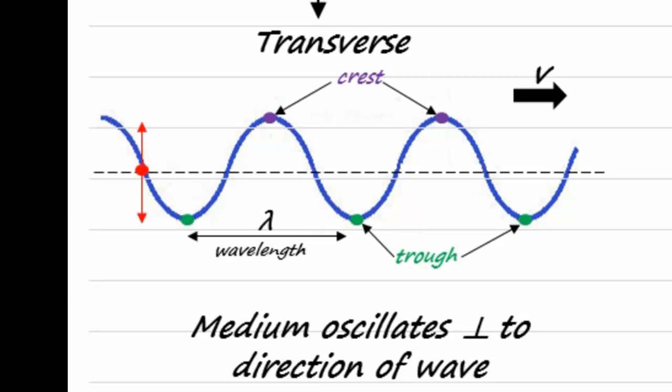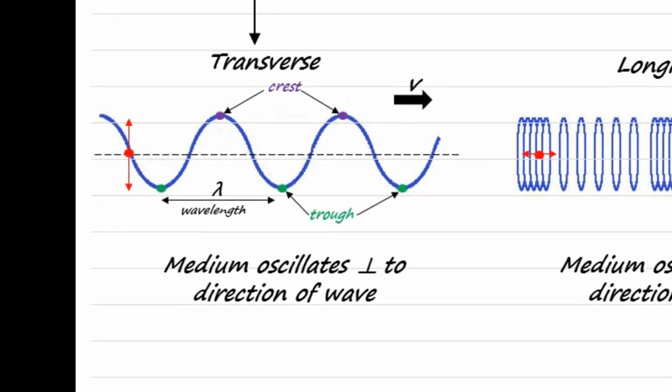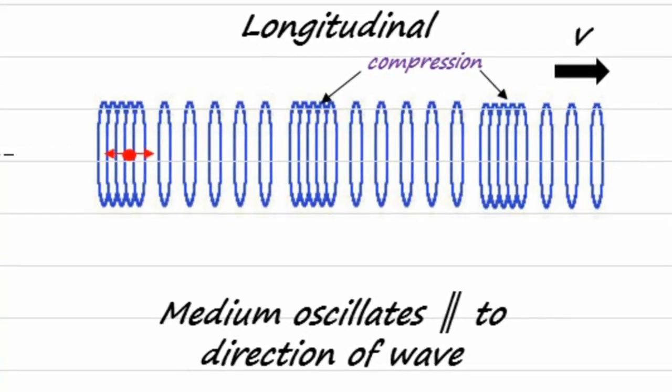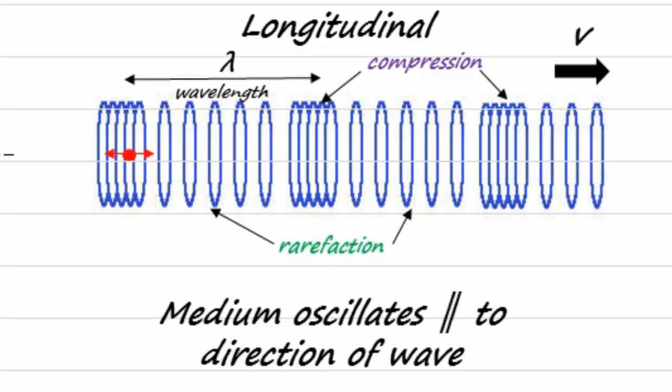A wavelength actually could be the distance from a crest to the next adjacent crest, or any place on a wave until we get to the next point on that same wave. For a longitudinal wave, we see places where the coils are packed together, and those are called compressions. The places where the coils are least packed together, or least dense, are known as rarefactions. And again, the distance from any compression to the next compression, or from a rarefaction to the next rarefaction for that matter, is called the wavelength.